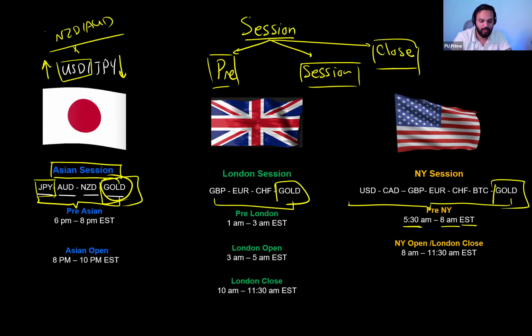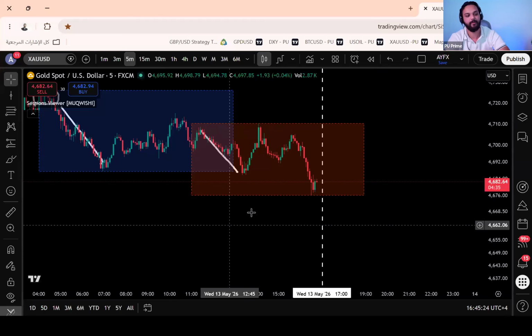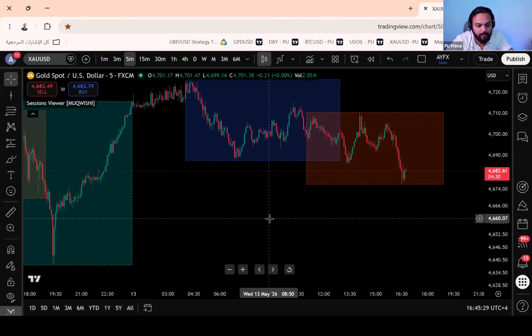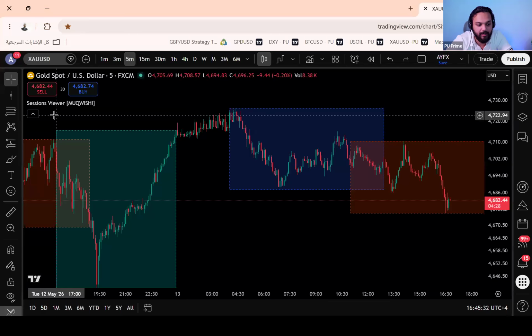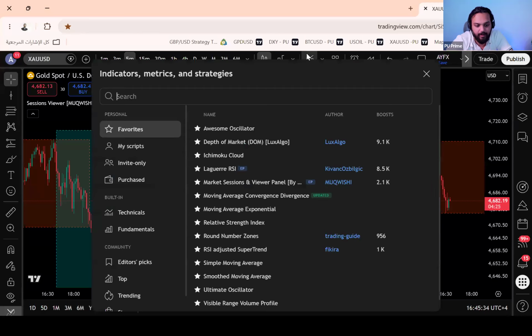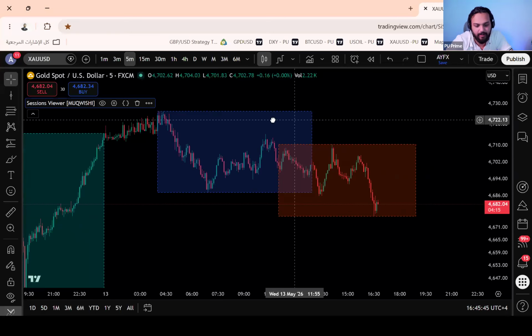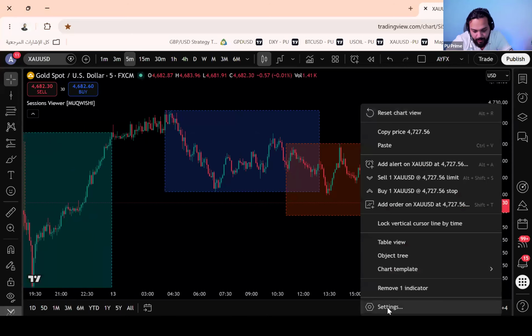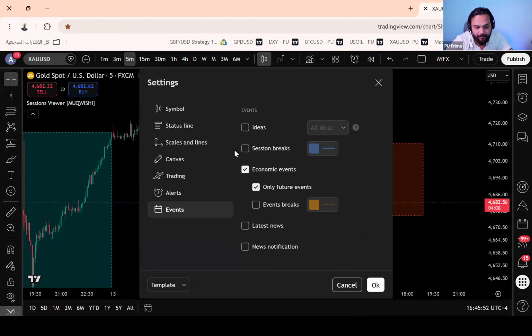So guys, just to let you know, go to TradingView here, go to indicators, and write this Session Viewer by Mokwish. Once you click it, you will find the sessions. Now, if you want session breaks, you right-click and put session breaks.